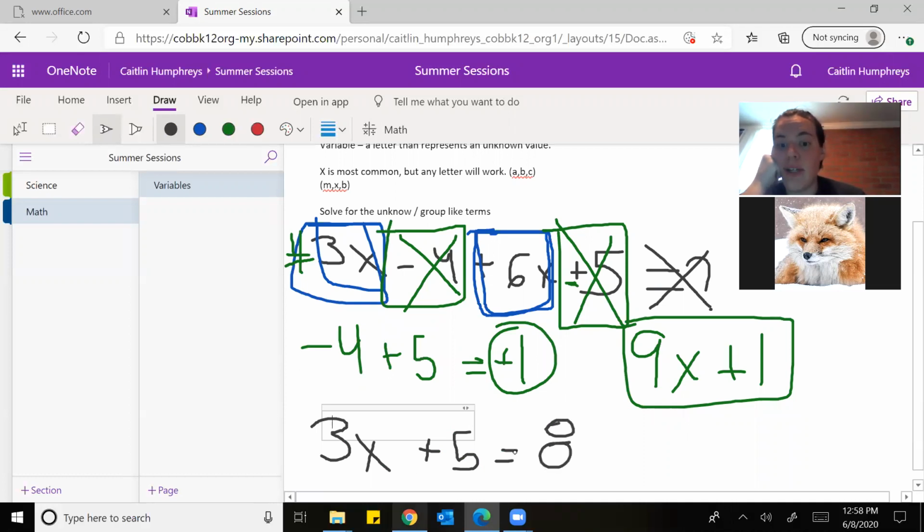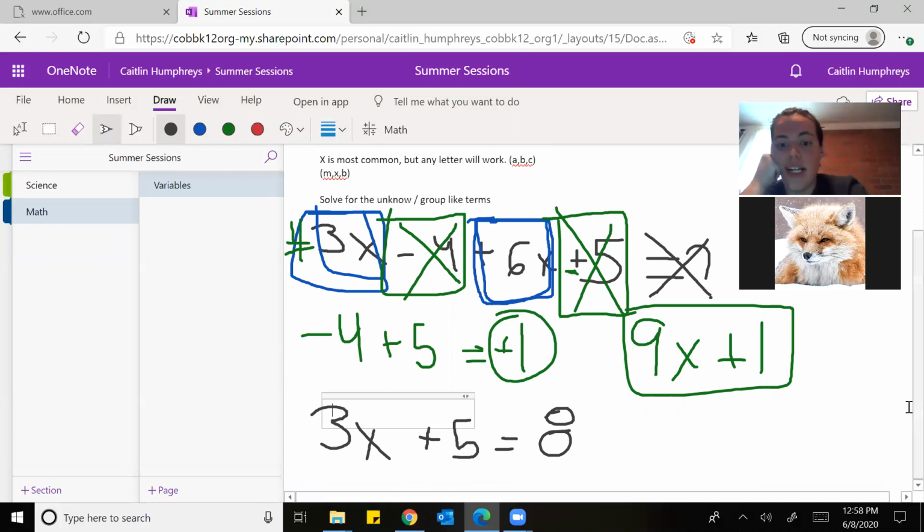Humphreys is not good at making these up, and also that's what my 8s look like. It's 2 circles stacked on top of each other. 8. That's an 8.